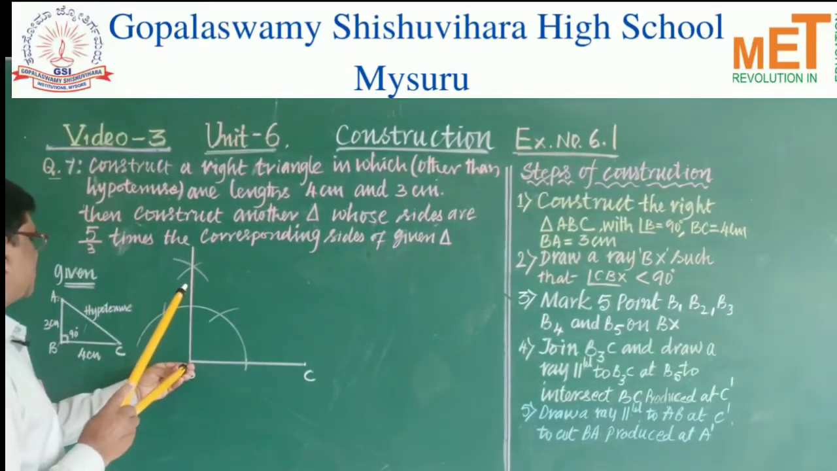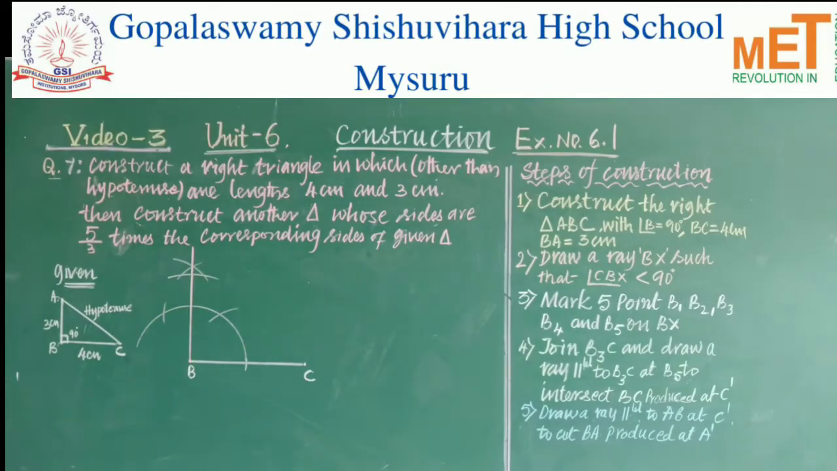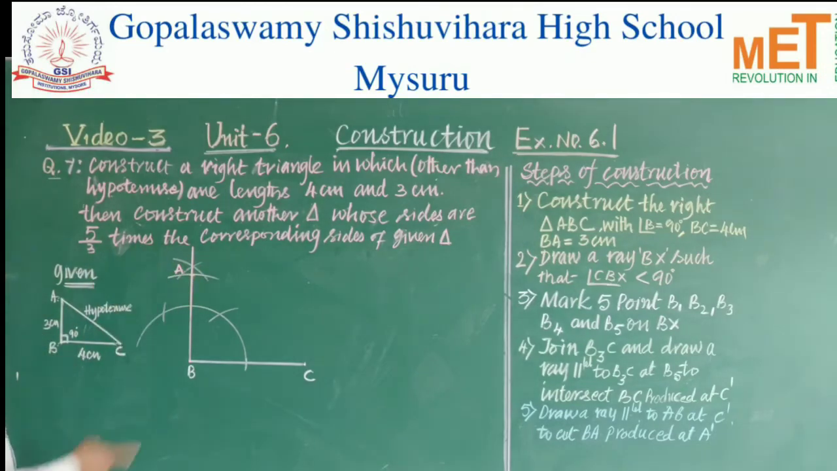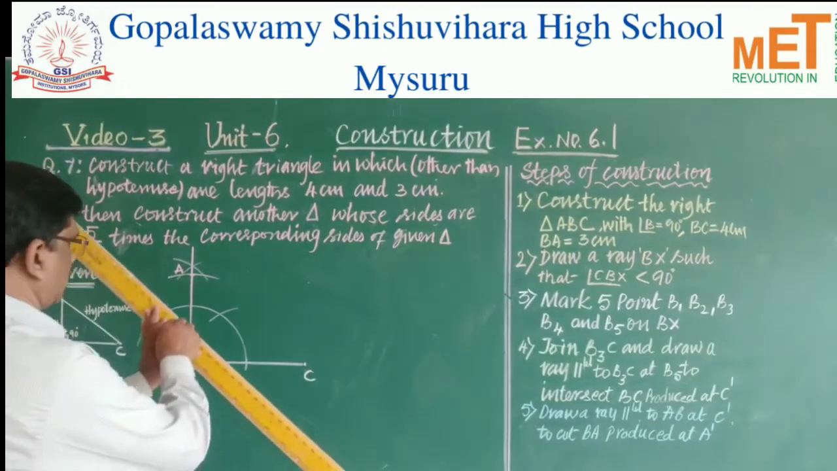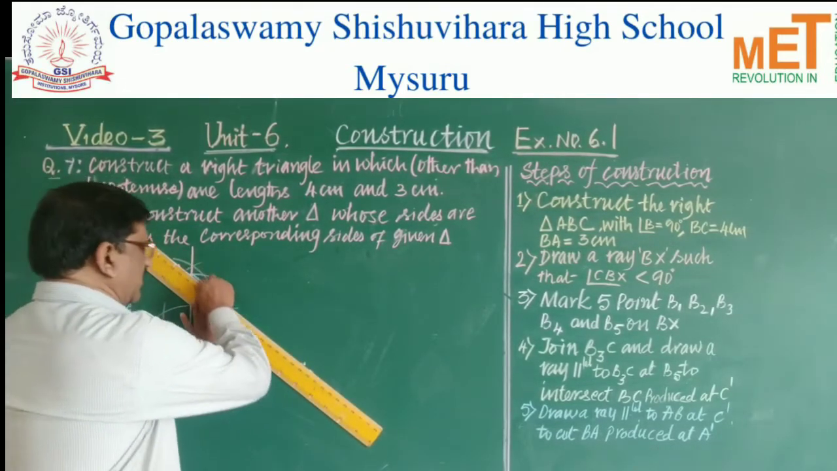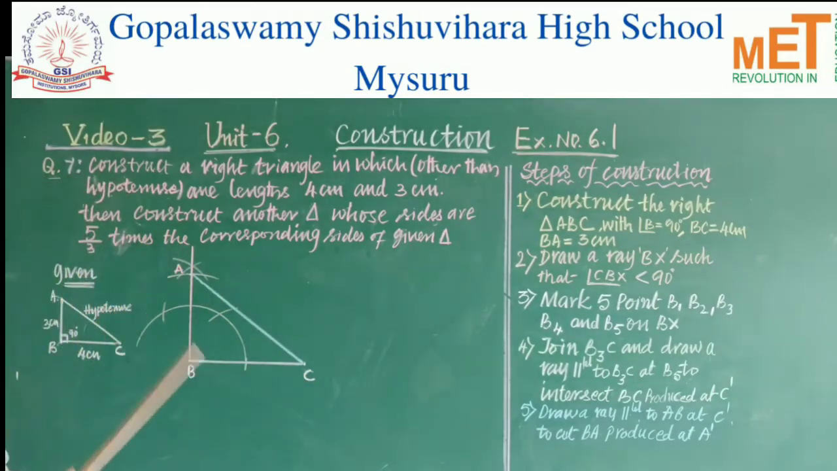With B as a center, cut the arc. Okay. So this is the point A. Okay. Join A and C. Join AC. We'll get the triangle ABC. So this is the triangle ABC, which is the required triangle.